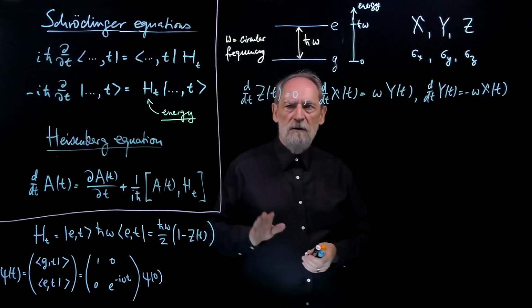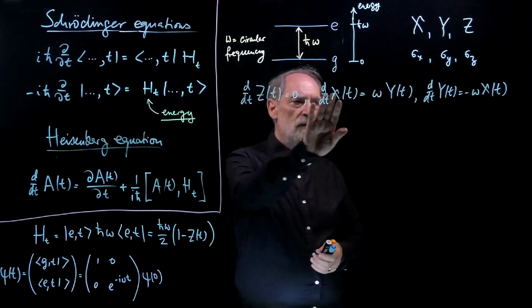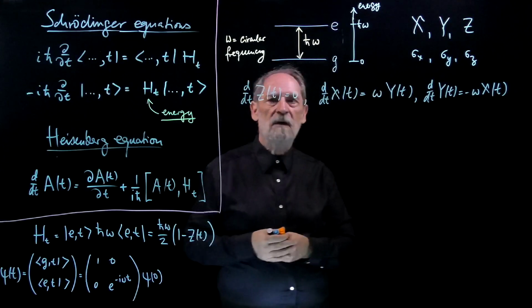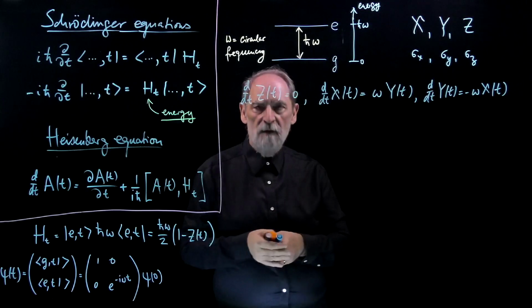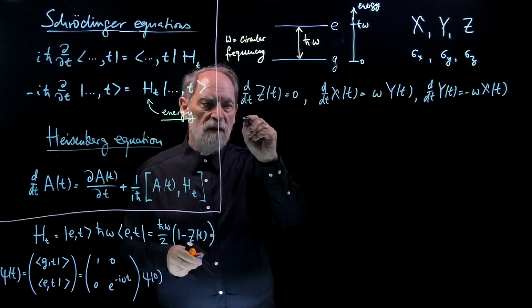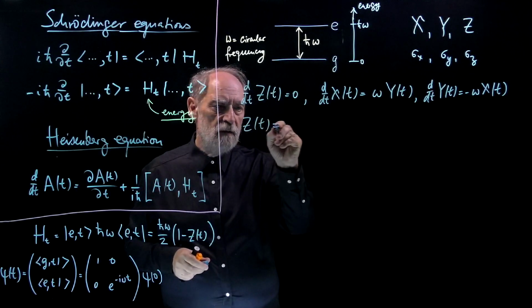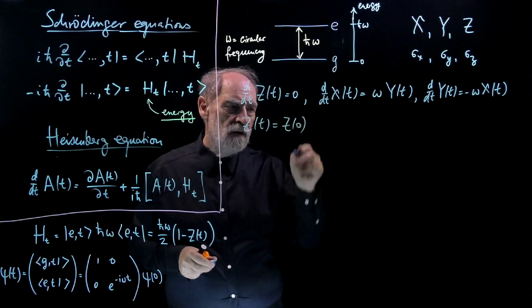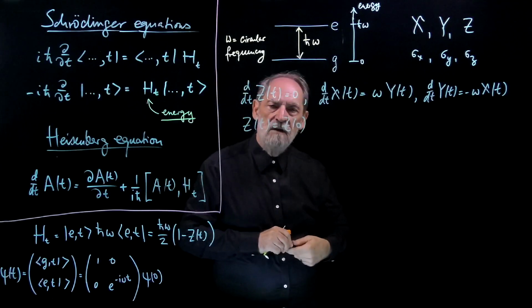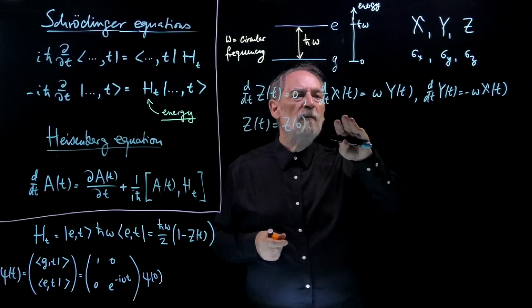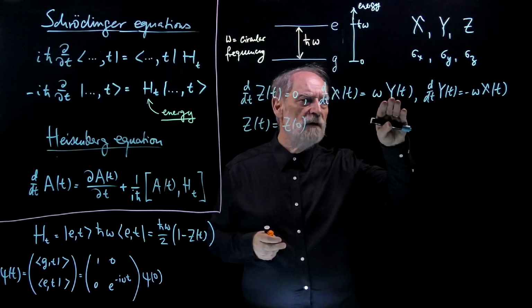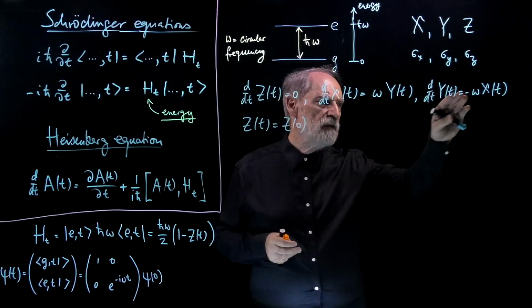So here are the Heisenberg equations of motion that we just found. For z of t it is very simple, no time dependence. So z of t is just equal to z of 0. The z operator at one time is equal to the z operator at another time. What about x and y? Well, the time derivative of x is really given by y. The time derivative of y is given by x.